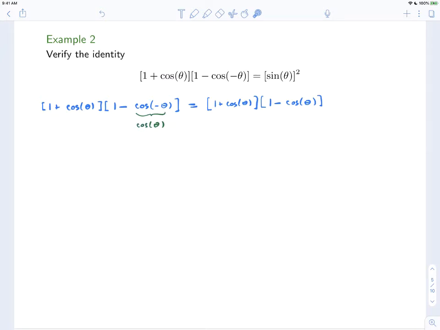So here we have 1 plus cosine theta times 1 minus cosine theta. We can use the difference of squares formula to rewrite this as 1 squared minus cosine theta quantity squared. But according to the Pythagorean identity, this is equal to sine theta quantity squared.